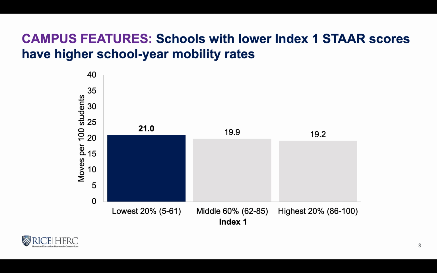This graph shows the average predicted school year mobility rates by level of Index 1 STAAR scores. All of these effects are significant. We use the blue bar to highlight the categories with the highest value. We find that schools with lower Index 1 scores have the highest rates of school year mobility. So, schools in the lowest 20% of the Index 1 distribution have a mobility rate of 21 students per 100, while the highest 20% of the Index 1 score distribution on the other side of the graph has a mobility rate of 19 per 100.